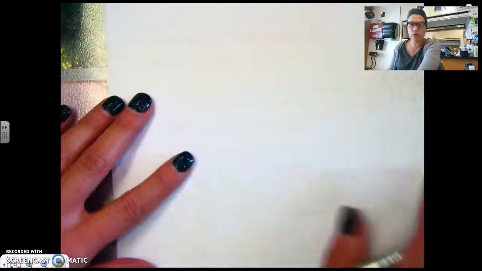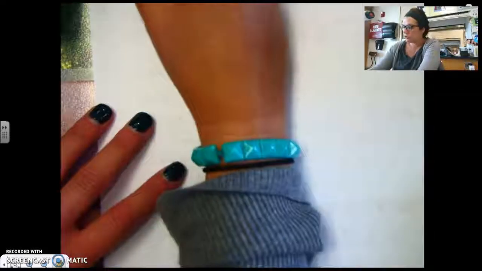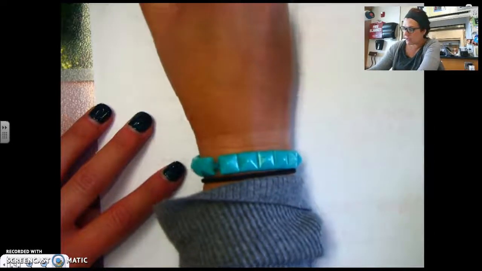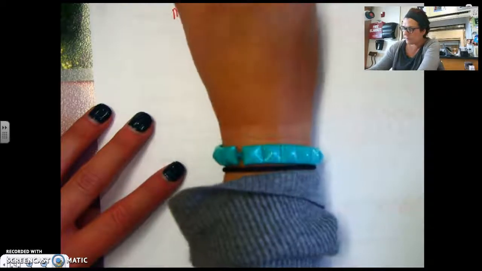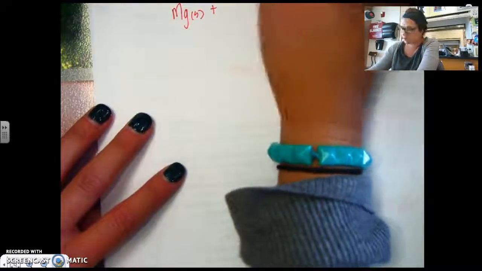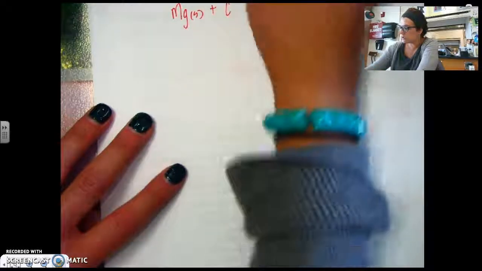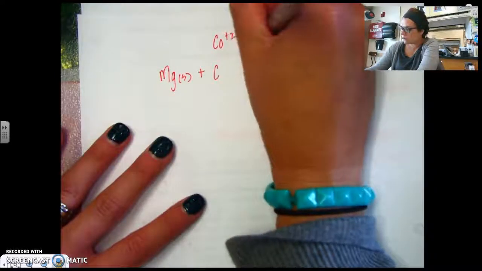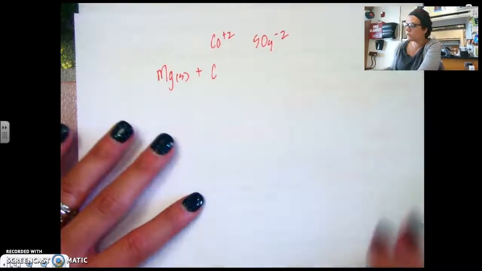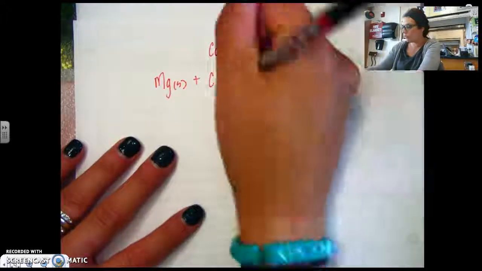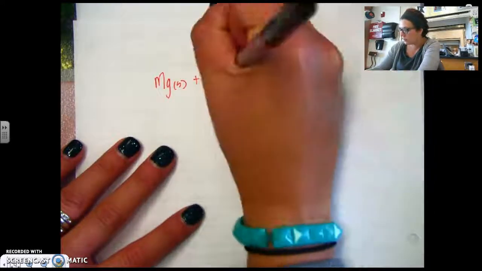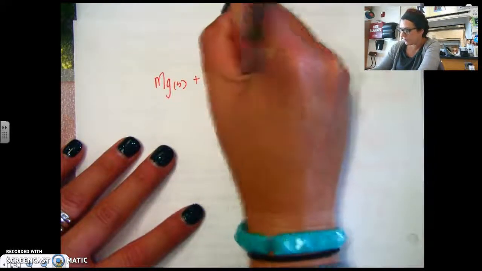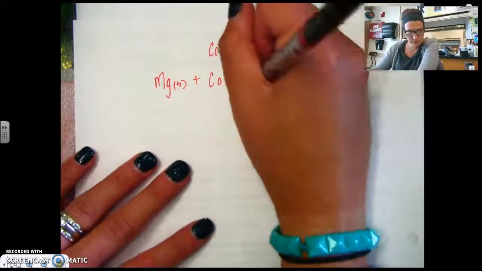magnesium and cobalt 2 sulfate. So what that means is I have magnesium solid plus cobalt 2 sulfate. So cobalt, it's telling me it's a +2 charge, sorry. Sulfate is a -2 charge. So the charges are going to cancel. So cobalt 2 sulfate will be cobalt sulfate, and this is going to be an aqueous solution.